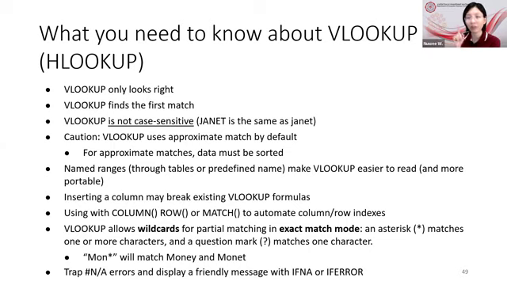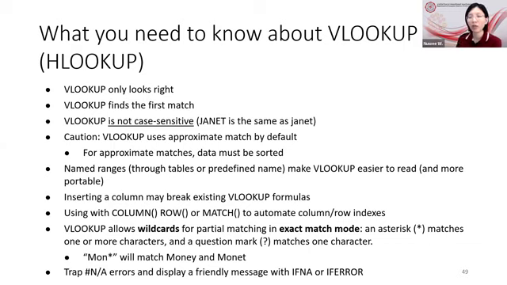And be aware of the match mode, right? If you do not specify match mode, the default will be approximate match, which is rare to use, okay? And if you actually want to use approximate match, data must be sorted ascendingly, okay? You can use format as table or named range to predefine the name. It will make VLOOKUP more portable, easier to read, more interpretable. And since VLOOKUP counts the number of columns, if you insert a column in between, the formula will break.